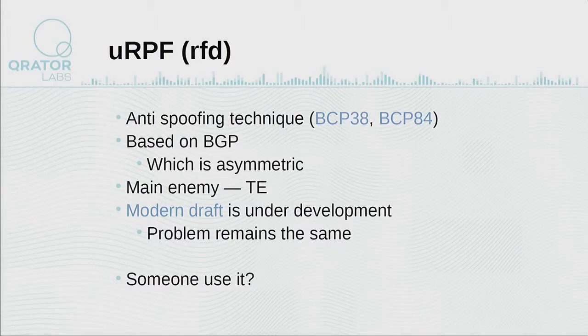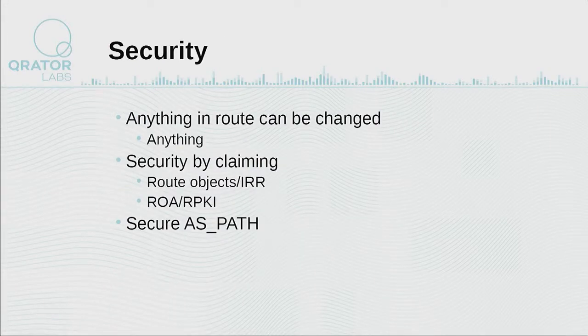So the main question is: does anyone else in the audience use strict URPF and not the loose one? And let's talk about security some more. And first of all, as was said some time before, you can change anything in a route. You can change a prefix, you can change the AS path, you can change any other attribute.